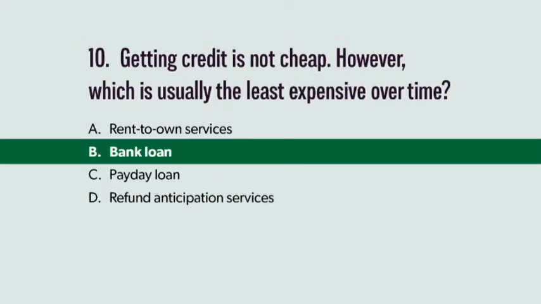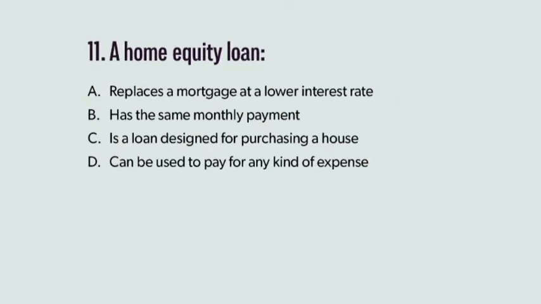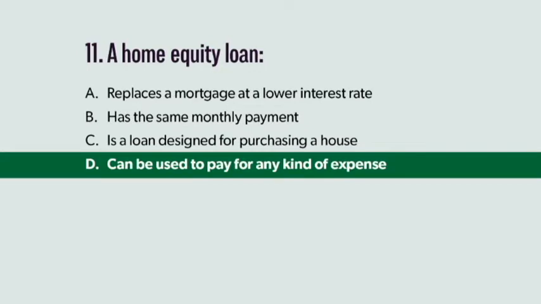Number 11, a home equity loan A, replaces a mortgage at a lower interest rate. B, has the same monthly payment. C, is a loan designated for purchasing a house. Or D, can be used to pay for any kind of expense. And the correct answer is D, can be used to pay for any kind of expense.